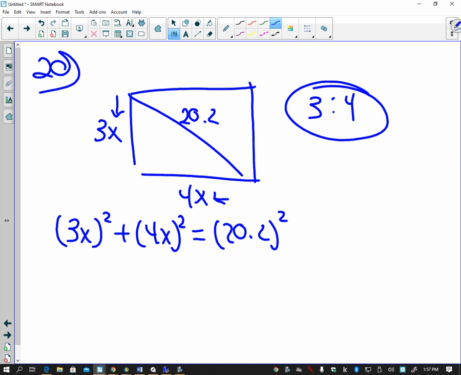That has to go in parentheses because if you do this, you're just going to end up adding, you're going to get 7x squared, instead of 9 and 16, instead of 25x squared like you should. So do not do that.